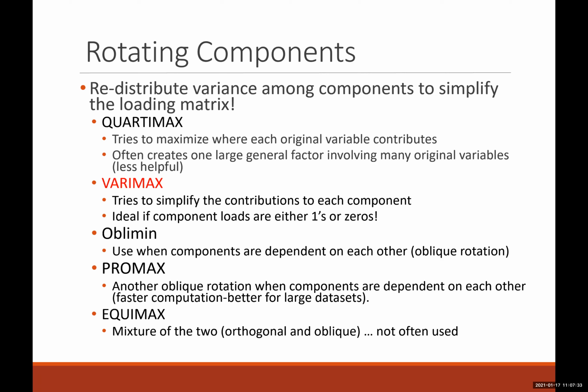Now, what happens if there is a combination of dependent and not dependent? Well, actually, before we get to that, let's say that we have dependent components, but we have a lot of dependent components or a larger data set. Then we can use the Promax rotation, which has better computational power for that dependent situation where you have a large amount of data and also a large number of dependent components.